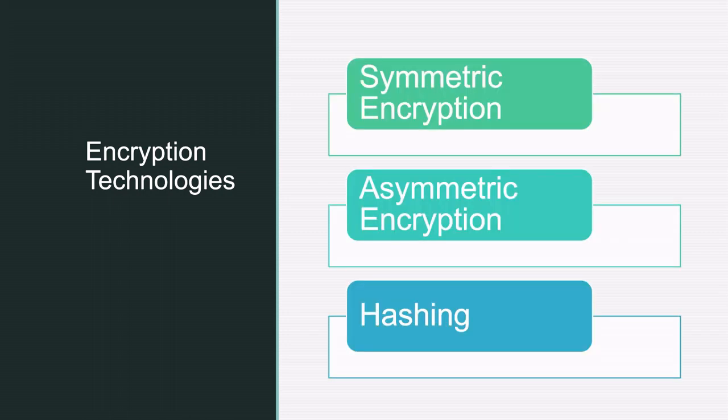Now let us try to understand what are the different encryption technologies that are used in the SSH protocol communication. There are 3 encryption technologies that are used: symmetric encryption, asymmetric encryption, and hashing. These 3 encryption technologies are used at different layers of communication in the SSH protocol.